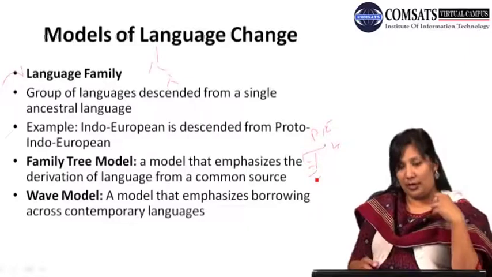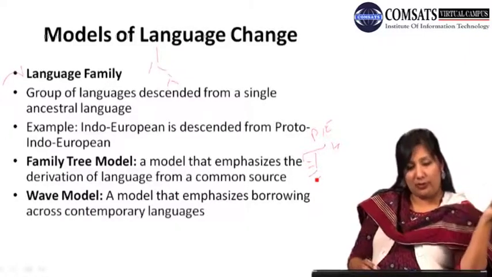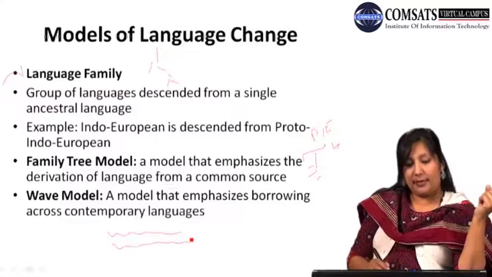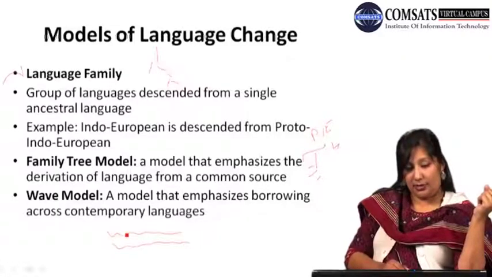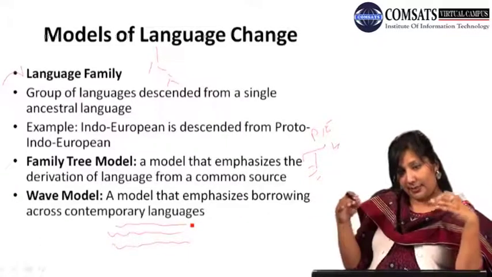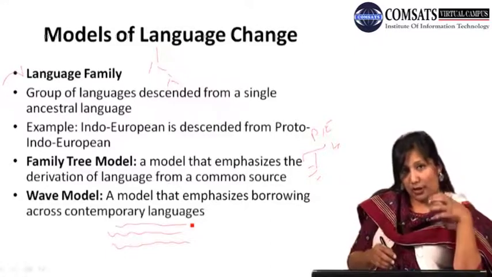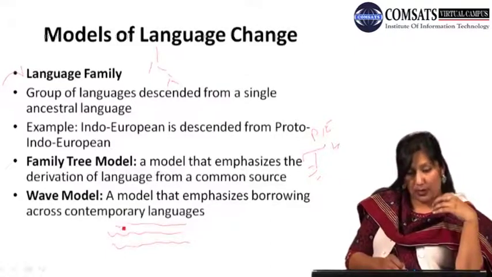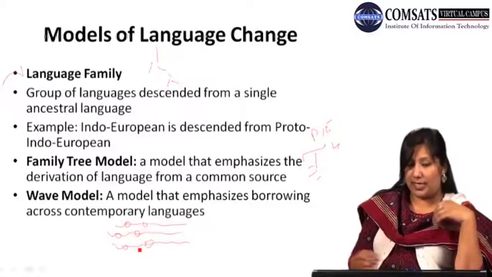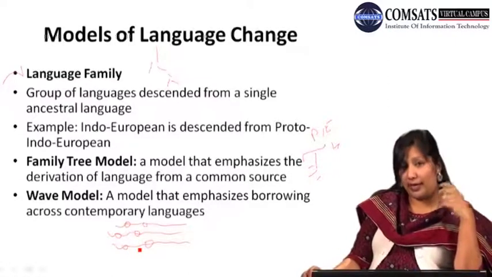Then comes the wave model. What is the emphasis of this wave model? It emphasizes borrowing across contemporary languages, the languages that exist at the same time. It looks at what this language has borrowed from that language, and what that language has borrowed from another. It looks at those borrowing aspects only.